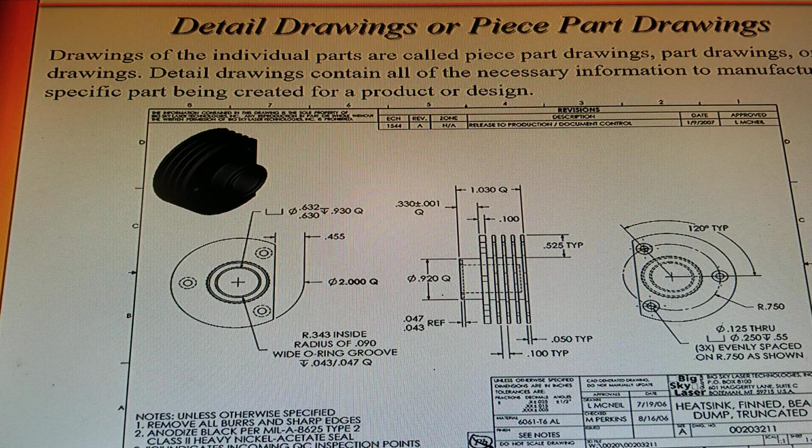So this is a heat sink, fend, beam, dump, truncated, wherever that is. But it's all the information on that. It's not an assembly drawing. It's a part drawing, one of the part drawings that will be used in an assembly drawing. You have some notes in the lower left corner, a revision table at the top right corner, and all the dimensions and notes required to make that part.